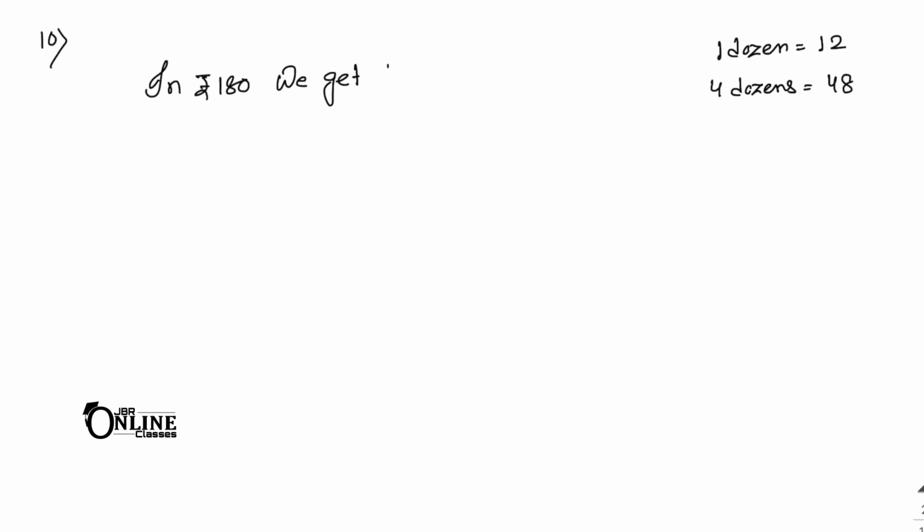So here in sum number 10. Cost of 4 dozen bananas is rupees 180. How many bananas can be purchased for rupees 37.50? So as you know that 1 dozen equal to 12. So here 4 dozens, that means here equal to 4 into 12, that is 48. Okay, so that means here you write down in rupees 180 we get, or we purchase, you can write down, we get here total 48 bananas.